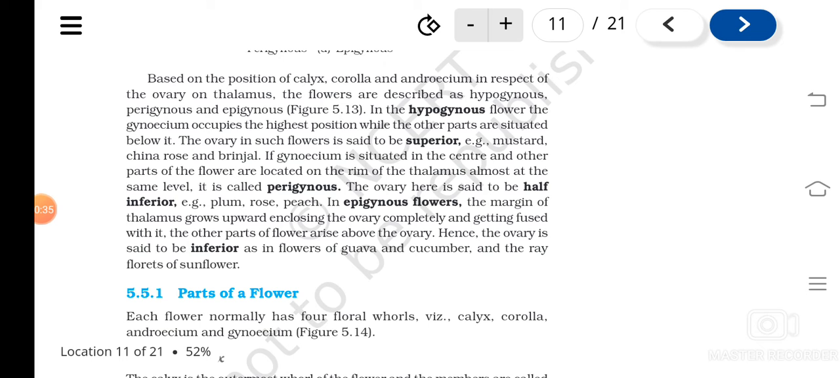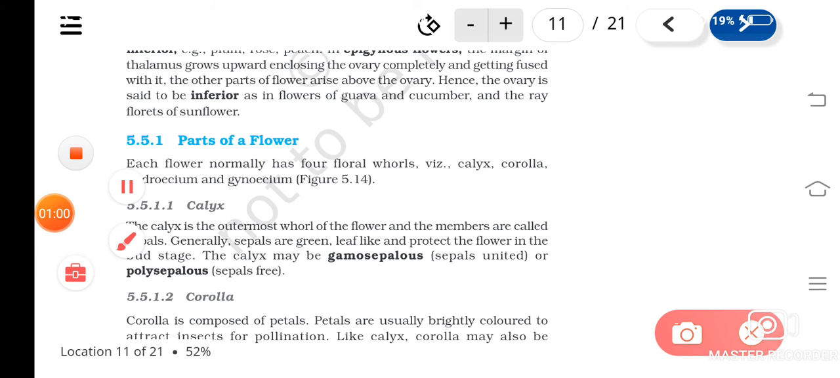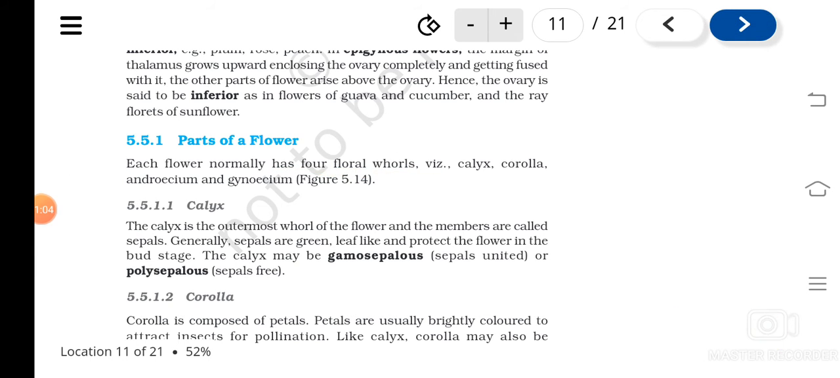Okay, so already I have told you there are four whorls for the flower. What are they? Calyx, corolla, androecium, and gynoecium. Isn't it? So these are the four whorls of the flower. These are known as the floral whorls of the flower. Now let's see each part.